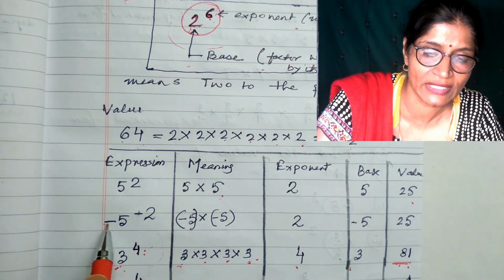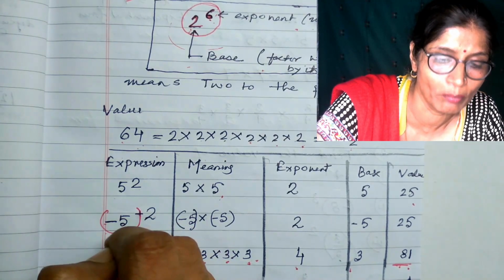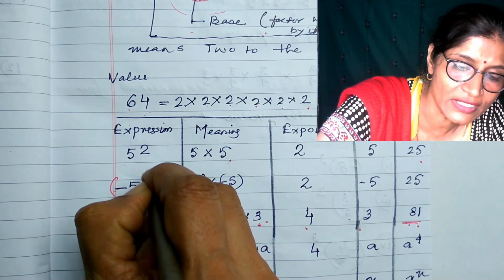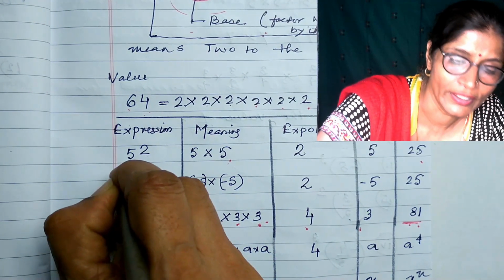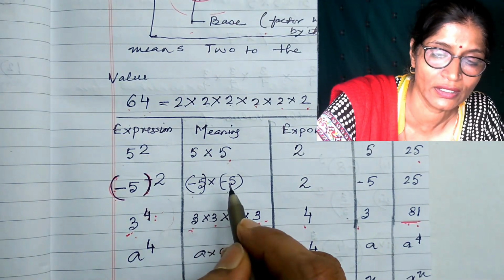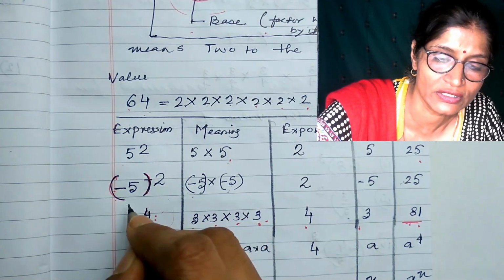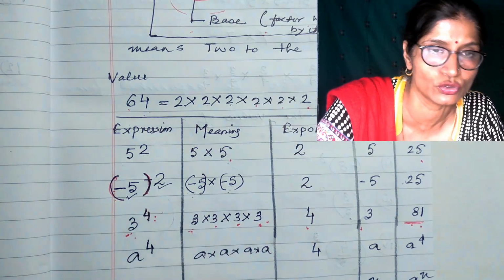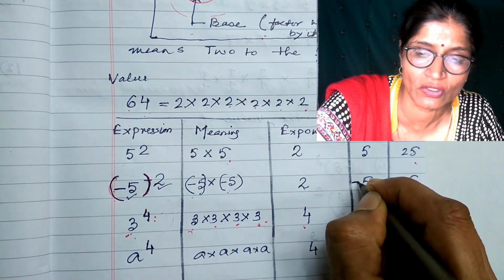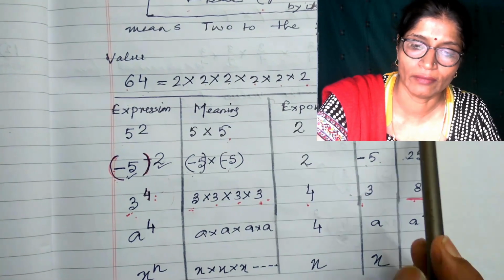If it is minus, like minus 5 to the power 2, it means minus 5 into minus 5. And I know that minus into minus is plus, that is why 5 fives are 25. And here what is the base? The power is 2, so 2 is the exponent and minus 5 is the base, because I have taken minus 5 here. So the base is minus 5 and the value is 25.